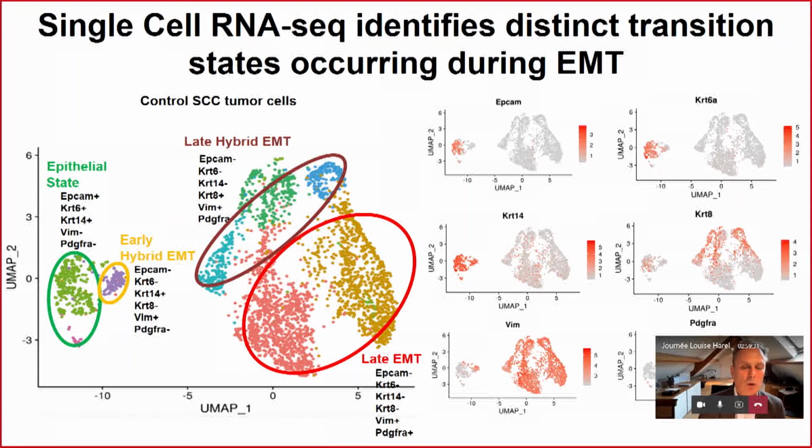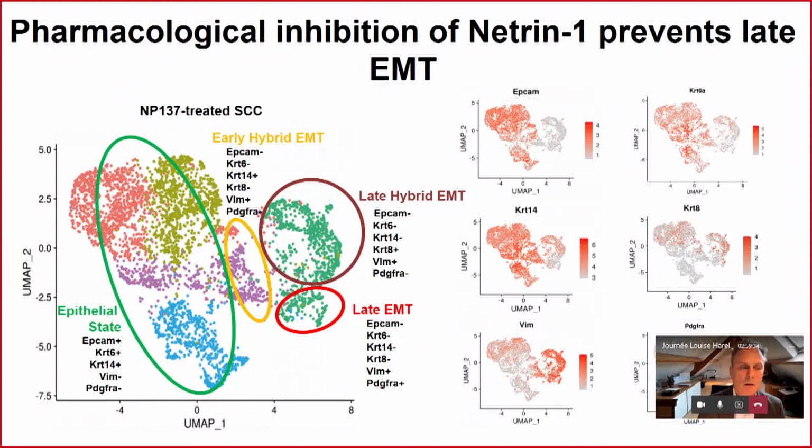When you do the same analysis with the anti-netrin-1 treated animals, you see that the proportion of these different states was completely changed. You had much more epithelial state, a tiny bit of early hybrid state, still some late hybrid EMT population, but very, very few of this late EMT population that is fully EMT. So clearly, pharmacological inhibition of EMT prevents the late EMT state.